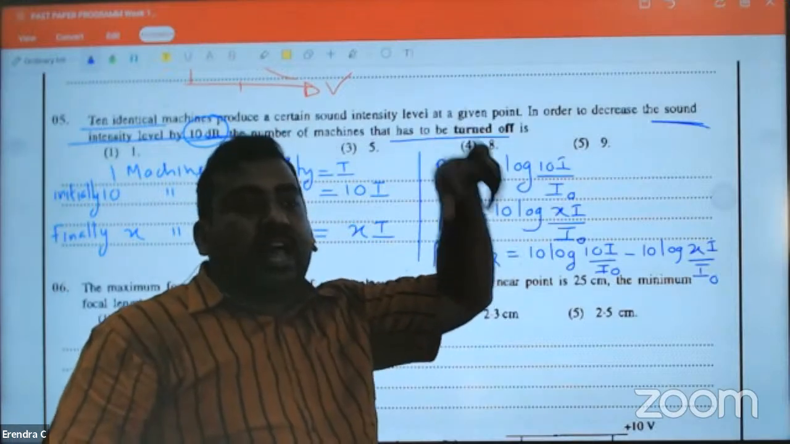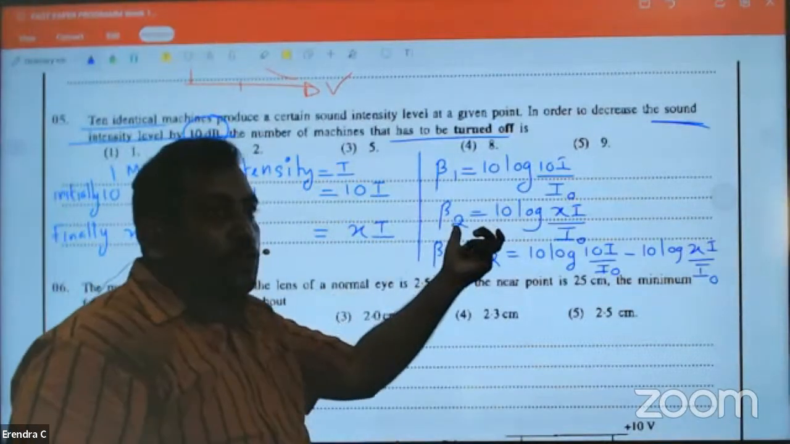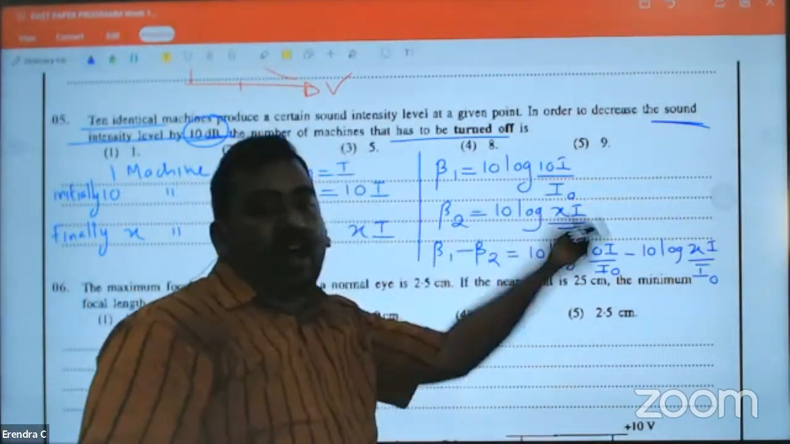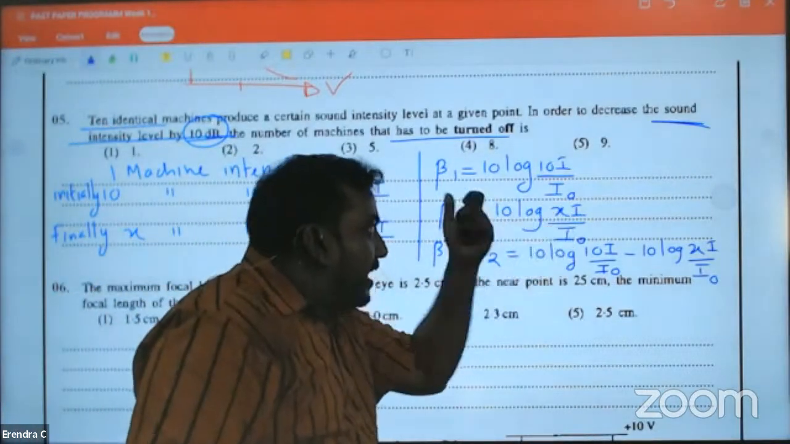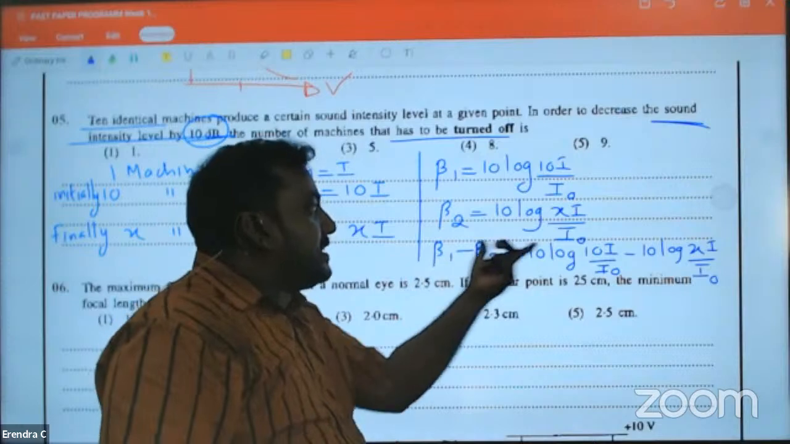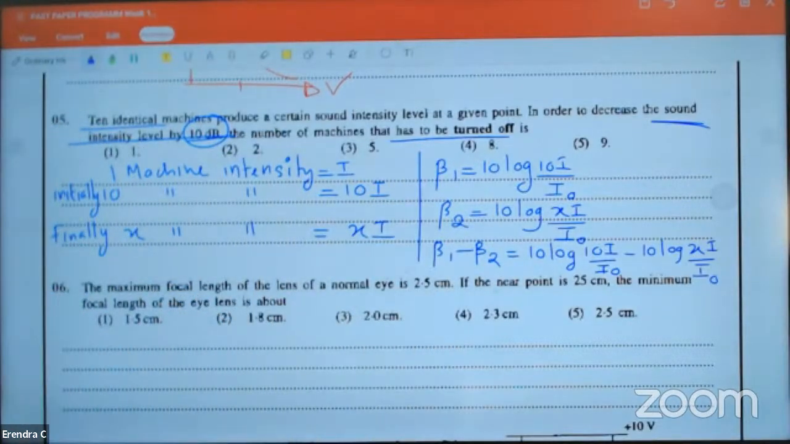What is I naught? Threshold of hearing. What is beta 2? 10 times log XI over I naught. So the difference here is the 10 log, 10 decibels. Clear?